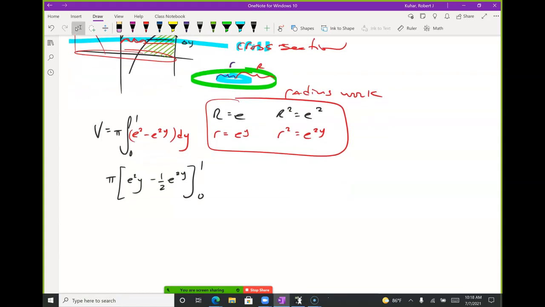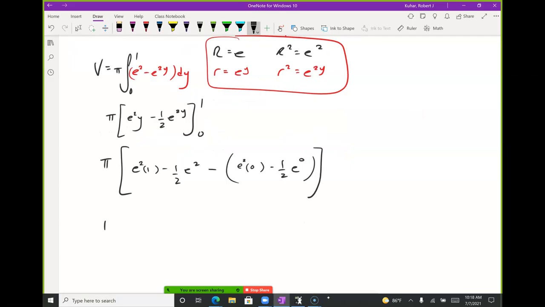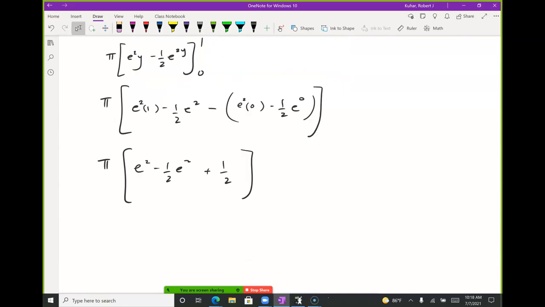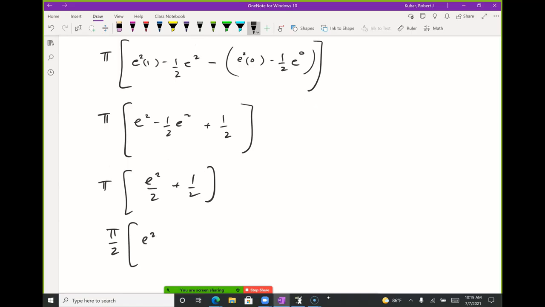So when I plug in 1, I get e squared times 1 minus 1/2 e to the 2. And when I plug in 0, I get e squared times 0 minus 1/2 e to the 0. Looking pretty promising. Looks like I get e squared minus 1/2 of e squared plus 1/2. So I get e squared over 2 plus 1/2. And there it is, same volume. Pi over 2 times e squared plus 1.